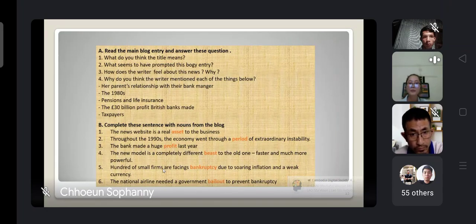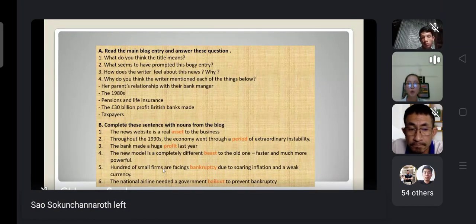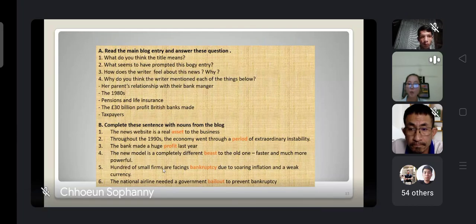The first one: the new website is really an asset to the business. Second one: throughout the 19th century, the economy went through a period of extraordinary instability. And third one: the bank made a huge profit last year. Fourth: the new model is a completely different beast to the old one, faster, much more empowered.